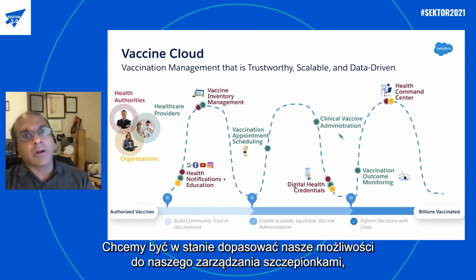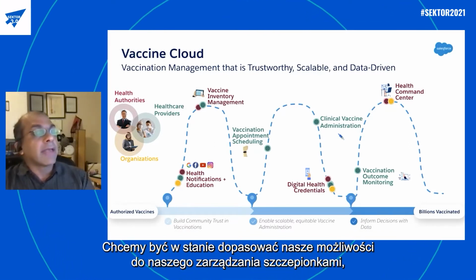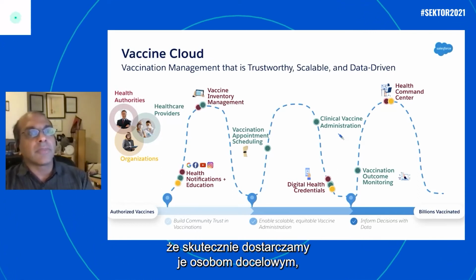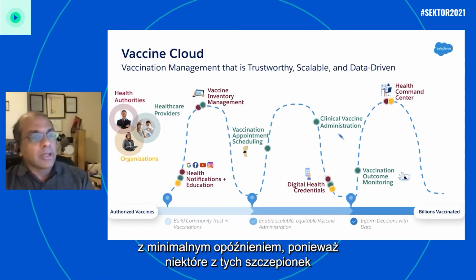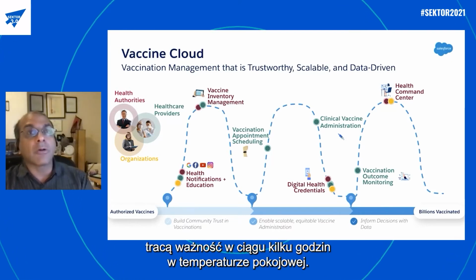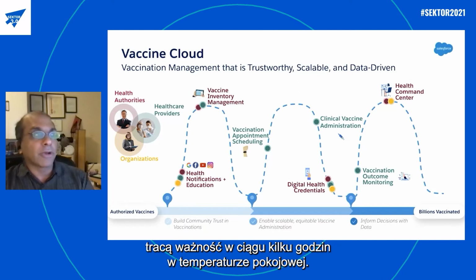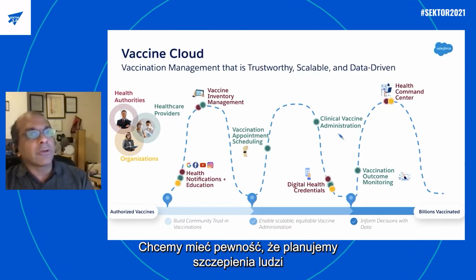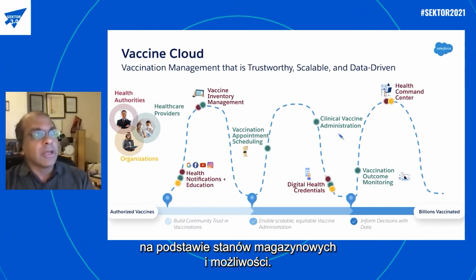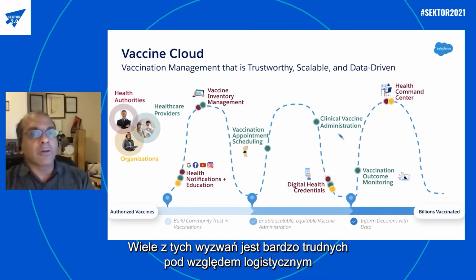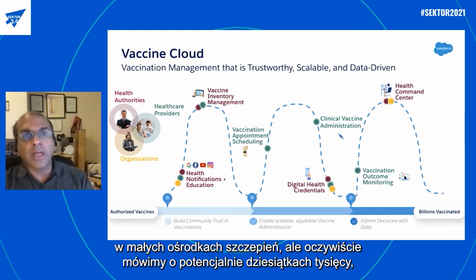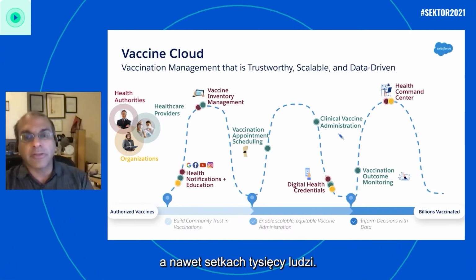We want to be able to match our capabilities to our vaccine management. So as vaccines become available, we want to make sure that we are efficiently getting those into the targeted individuals with a minimum of friction and delay, because of course some of those vaccines expire within a matter of hours once they've been brought to a normal operational temperature. We want to make sure that we are scheduling people for their vaccinations based on our inventory and based on our capacities. And a lot of these challenges are very, very hard logistically in small vaccination sites. But of course, we're talking about potentially tens of thousands to up to hundreds of thousands of people.